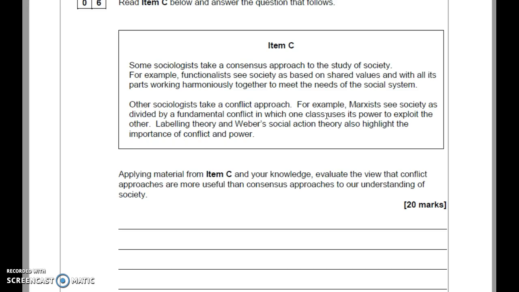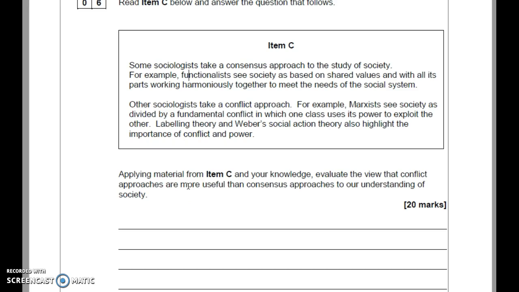And just make sure that you are applying it to the question, because what weak students tended to do was to start describing what the functions were of the family according to functionalist, Marxist, feminist, or the functions of crime or education or whatever, without actually applying to what the question was. And this question is really focusing on, as a theory, which ones are better.